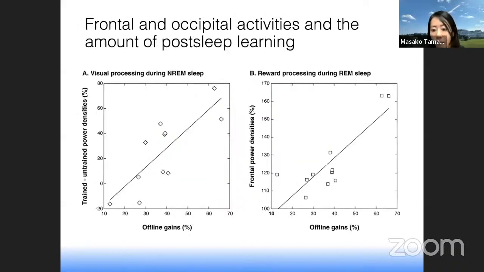So we next investigated whether these activities are related to learning. The trained and untrained power densities in the visual processing during non-REM sleep were correlated with the amount of offline performance gains. And the frontal power densities, which would reflect the reward processing, also showed a correlation with offline performance gains for REM sleep.